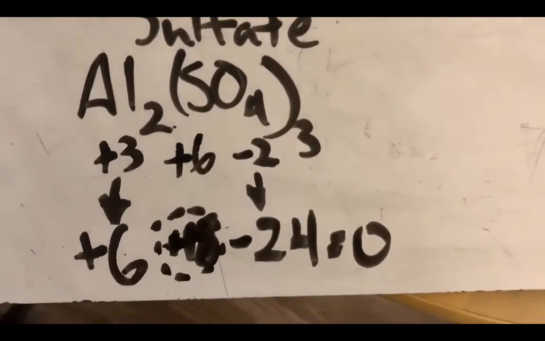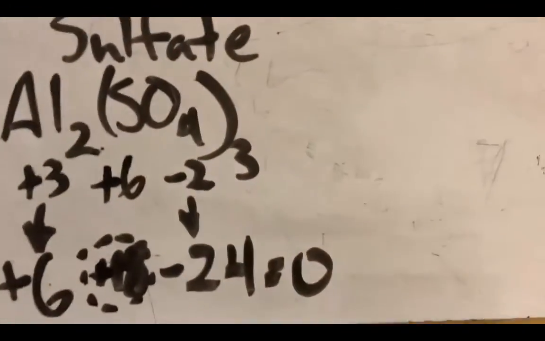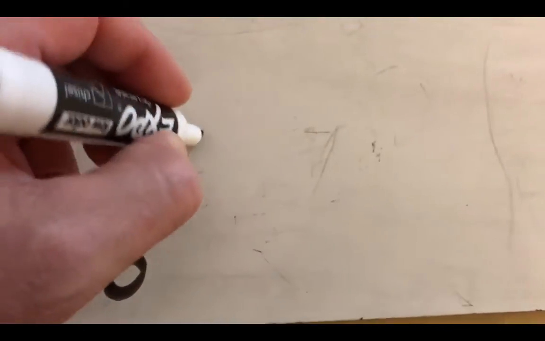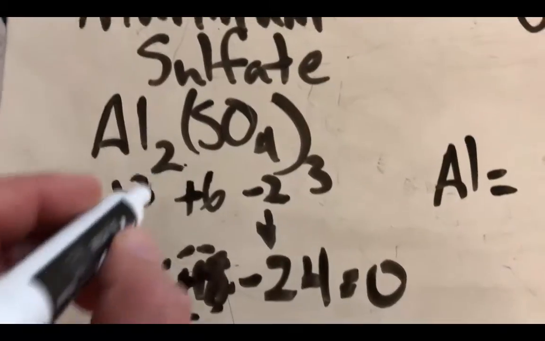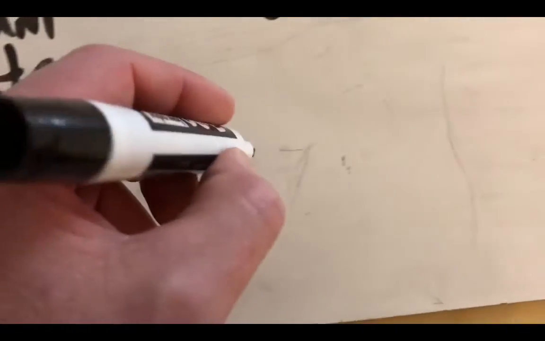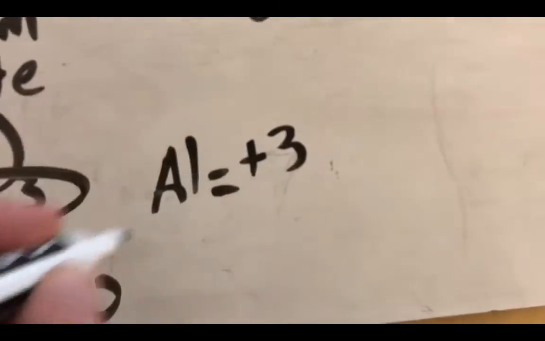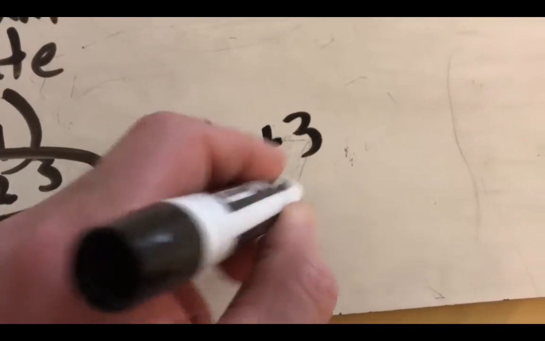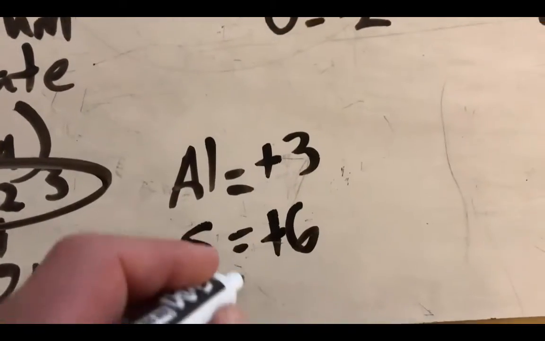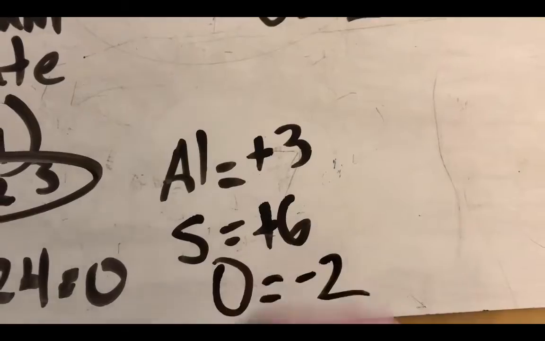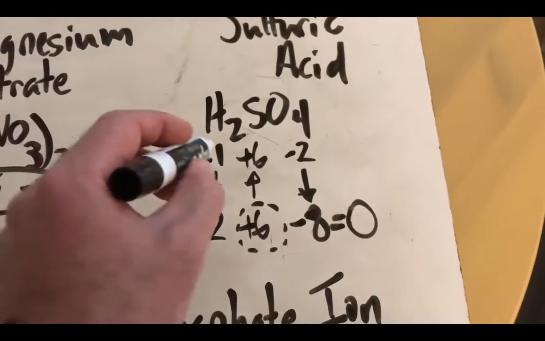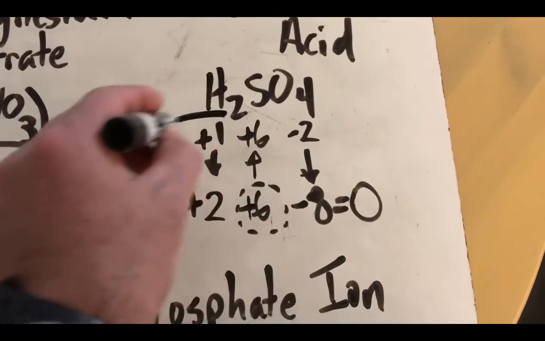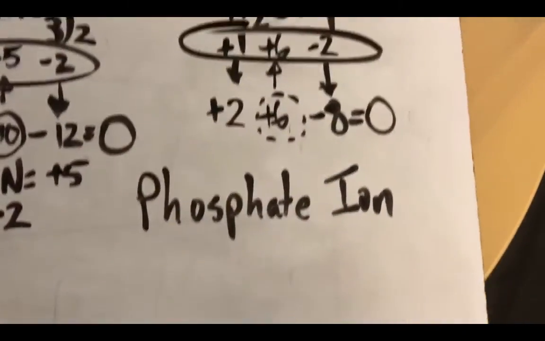So again, to show you, to write this out and clean it up, these are my answers here. Aluminum is a +3, sulfur is a +6, and oxygen is a -2. Okay, so those are the rules that they take. And I forgot to write that up here. You guys will clean that up on your homework for us. I think we even have spaces for you to write that.